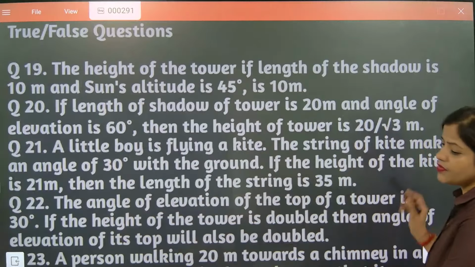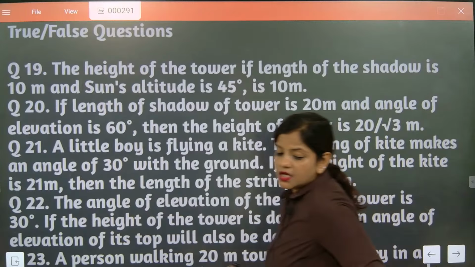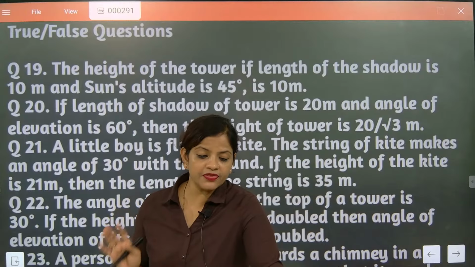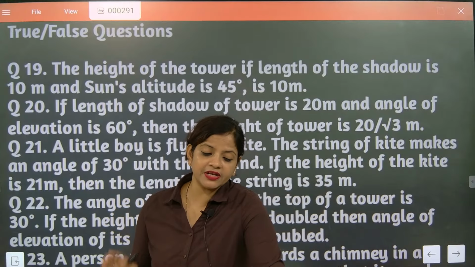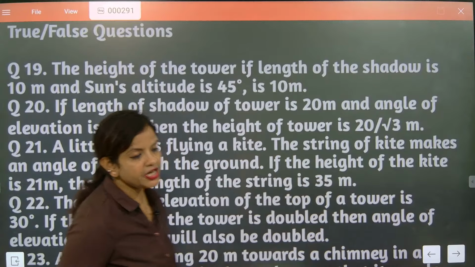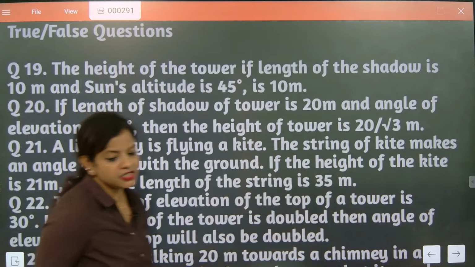See, the height of the tower, if the length of the shadow is 10 meter and sun altitude is 45 degree, is 10 meter. Is the statement true or false? The answer is a true statement.